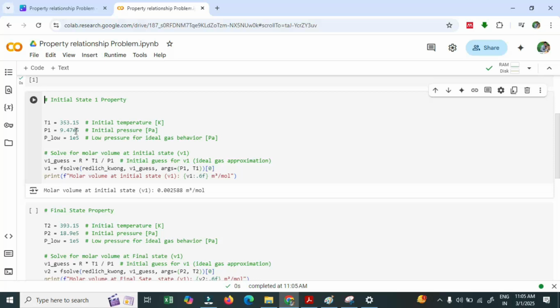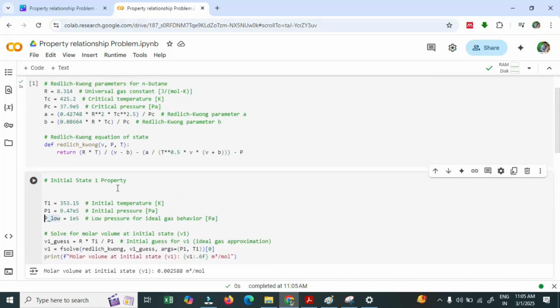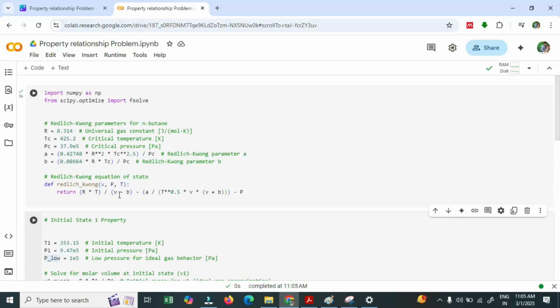by fsolve, I need to give the initial guess. I'm going to take the initial guess from the equation of state for the ideal gas. If you look here, what I've done is PV equals nRT, which gives PV equals RT. Here I am talking about intensive molar properties. Therefore, R multiplied by T1 divided by P1 will give me the initial guess. That's what I mentioned here. I'll be sharing this link in the description.